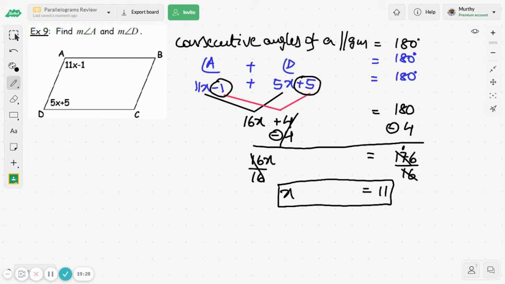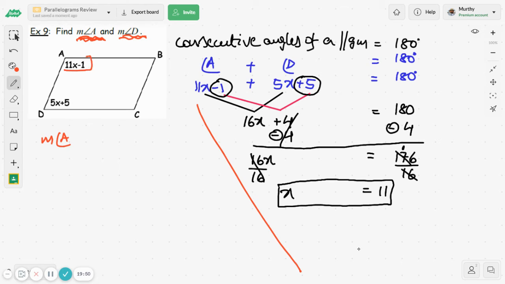As I mentioned before, if you are asked to find the value of x, then you are good. But here the question is to find the measure of A. Please notice that I did not find the measure of A or the measure of D. I found only the x value. So what does the measure of angle A mean?